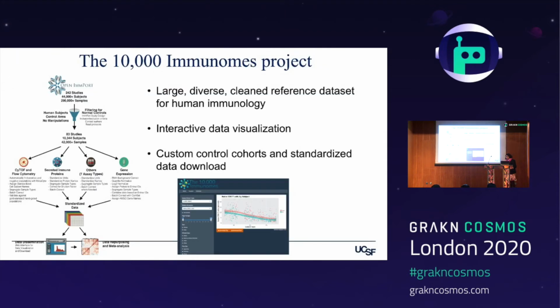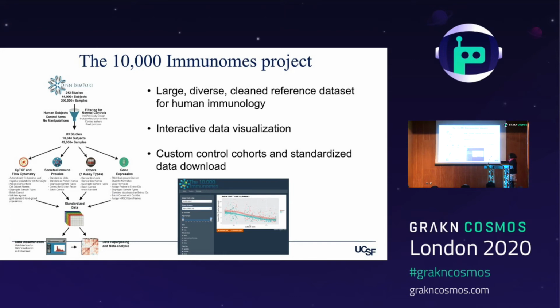Based on this paper that we published, we got motivated and embarked on another project. This time we built a resource called 10,000 Immunomes. The motivation comes from the field of genetics, where there's 1,000 Genomes as a reference to go to, but in the field of immunology there is no such reference available. So we were trying to build a large, diverse, clean reference data set for human immunology, came up with interactive data visualization, and also disseminate the standardized, harmonized data to the community.